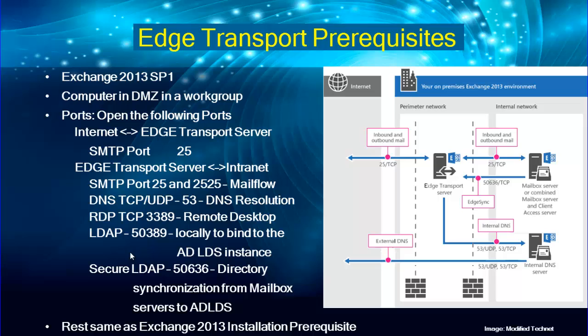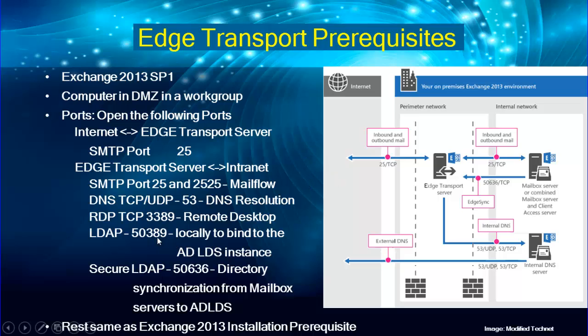Then we have DNS resolution on port 53, which is for the Active Directory DNS server, which is the internal DNS server, which will cross all your firewalls, go to the internet, and use the DNS query, give the query back to the Exchange server, Edge server, and then this server will send the email to the internet.